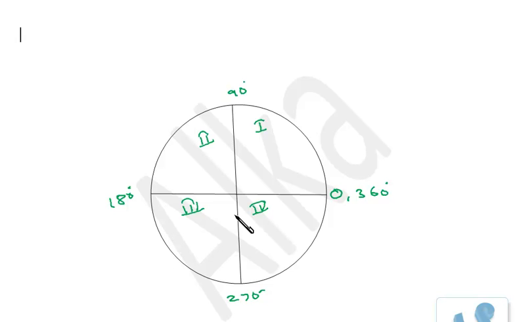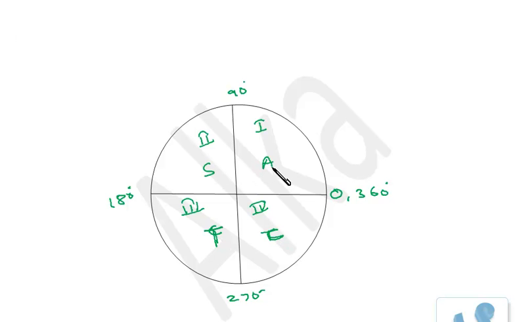So if we talk about the 6 trigonometric ratios, I write A, S, T and C. All Sugar, Tea, Coffee, right? All Sugar, Tea, Coffee.